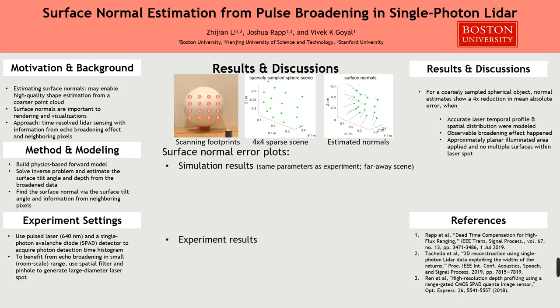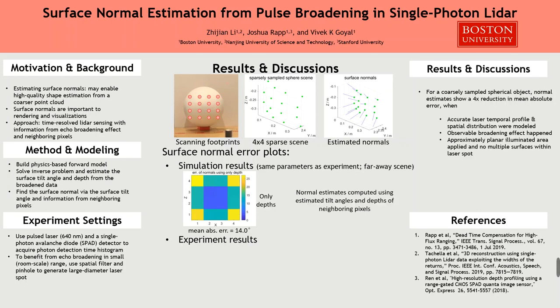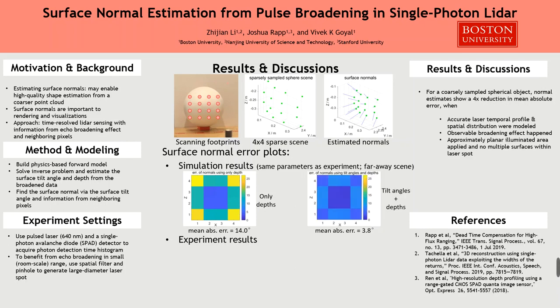We made surface normal error plots for simulated and experimental data. The simulation was conducted with the same parameters as the experiment, except for a far-away, proportionally scaled-up simulation scene. If we compute the surface normal only from depth, we see a mean absolute error of 14 degrees. While using both the tilt angles and the depth of neighboring pixels, we see a 4 times reduction in mean absolute error.